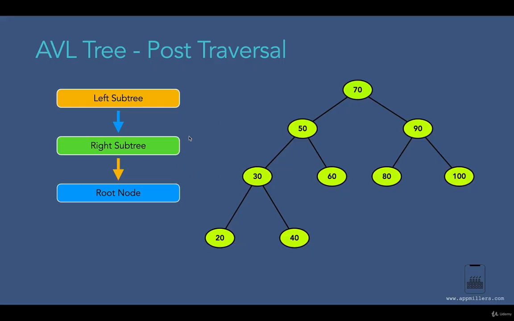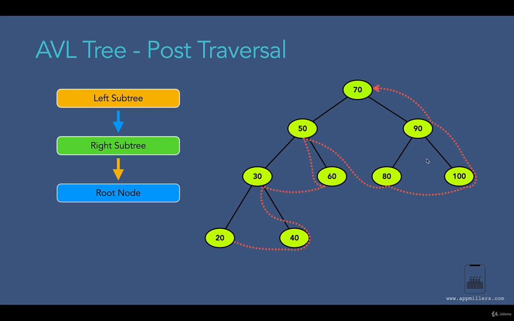So if you run this AVL tree post-order traversal, the order will be like this. It's going to start from the left subtree. As you can see, starting from the left subtree, it goes to the right child, then the root node. Then again, after finishing the left subtree, it continues to the right child, then the root node. Then after this one, it continues to the right subtree.